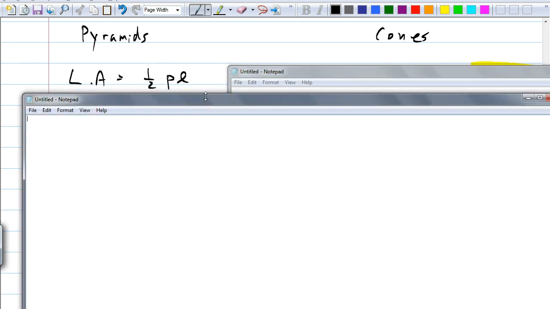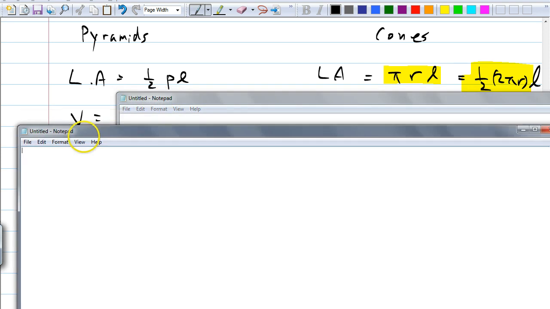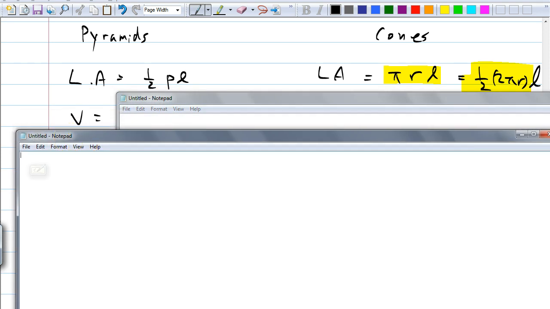Brandon, then what do you think the lateral area for the cone is? Half of 2 pi times? Yeah, it's the same exact thing, right? Instead of perimeter, now you have the circumference of the circle, right? Again, let's look at the volume of the pyramid. How about Katie? What is the volume of a pyramid?